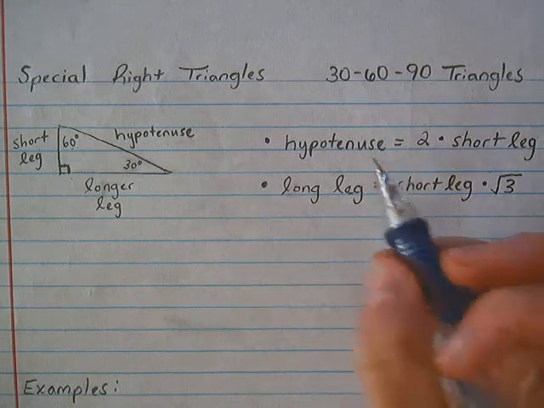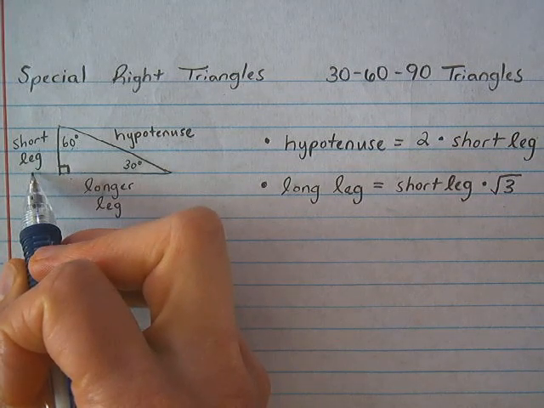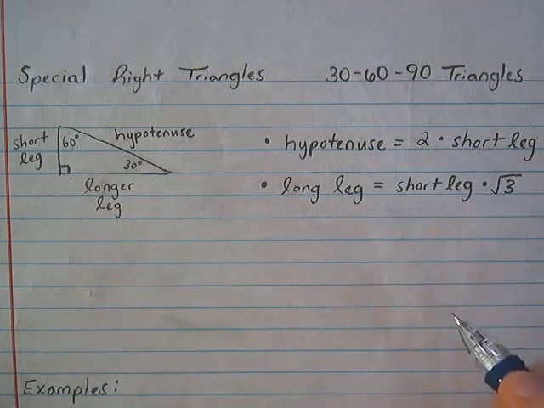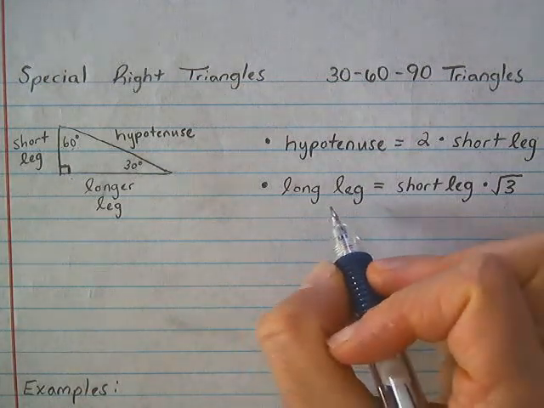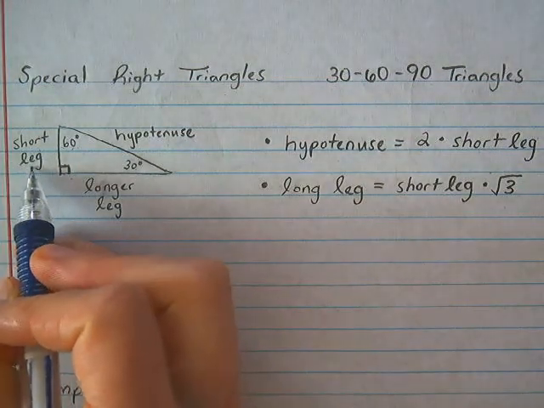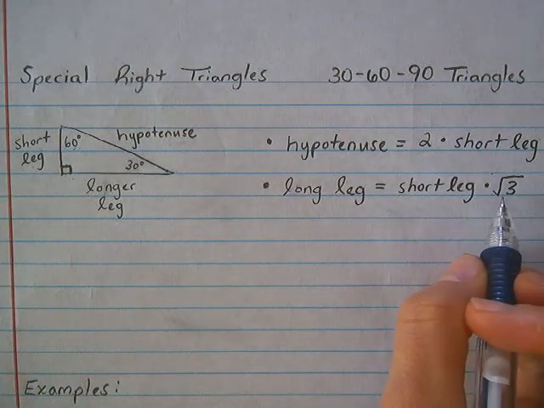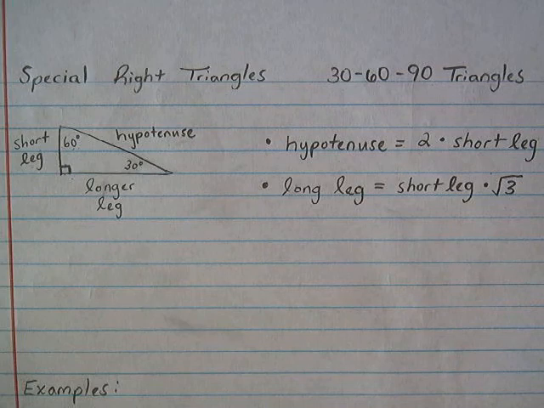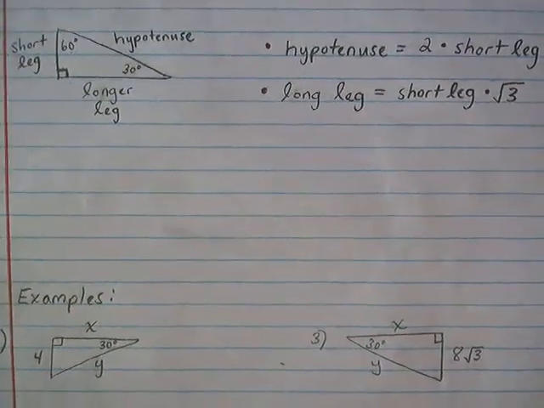All right, so if you know what the short leg is in one of these triangles, to find the hypotenuse, you just take 2 times whatever that short leg is, and that'll give you the hypotenuse. And then to find the long leg, you just take the length of the short leg and multiply by square root of 3. And usually we will just leave it the way it is. You'll see what I mean. All right, so let's do some problems. Let's see how this works with our problems.